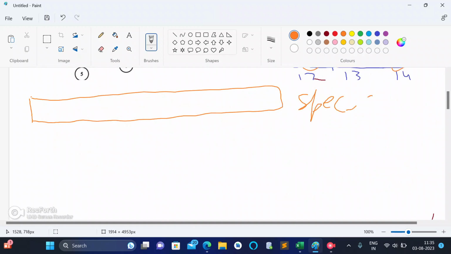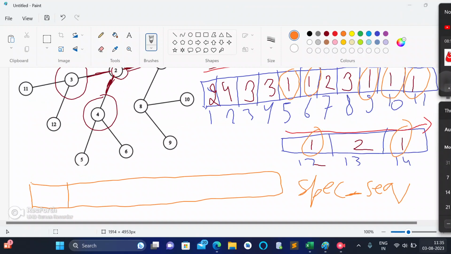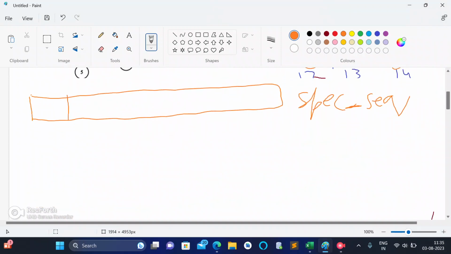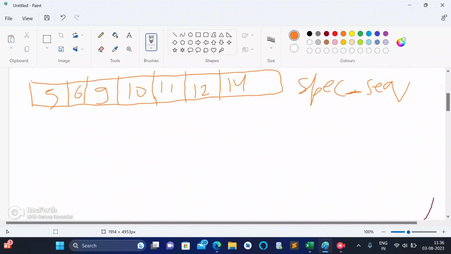So let's say I make another array and name it special SEQ, SPEC SEQ. I use these naming conventions because when I show you the code I have written, I have used these names too, so it will be easy for you to correlate. In this I will put 5, 6, 9, 10, 11, 12 and 14. These are the nodes which have one connection.